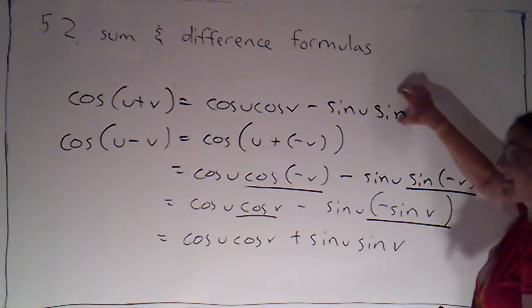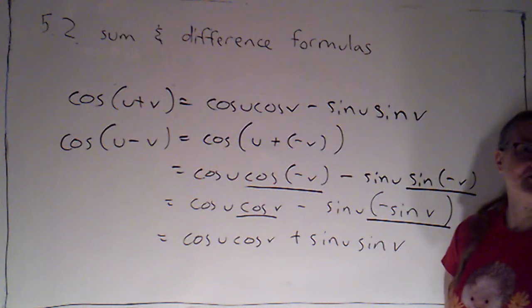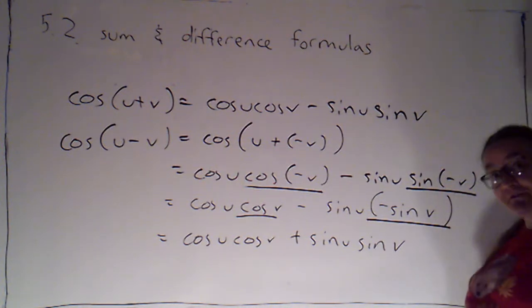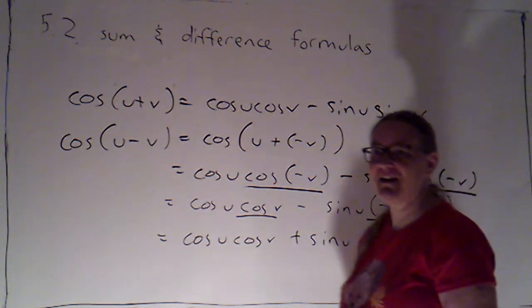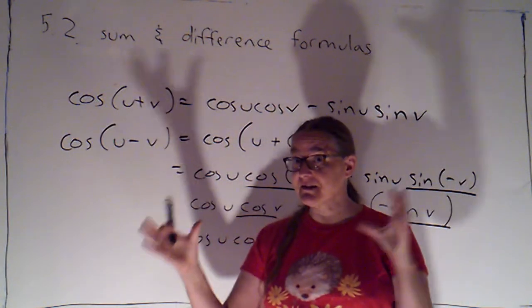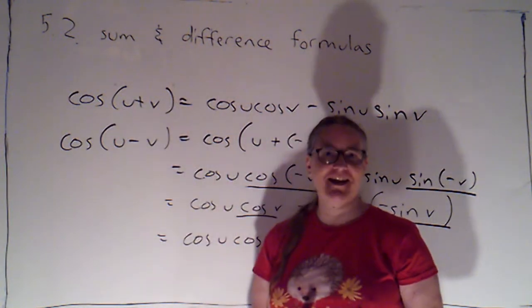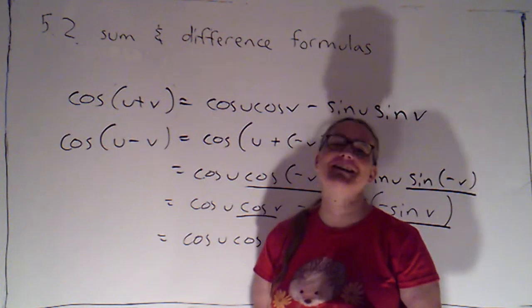It's basically the sum formula, but with the sign changed. Okay. So the difference formulas for sine and cosine are the same as the sum formulas, except that you change the sign, the plus or minus sign connecting the two terms.